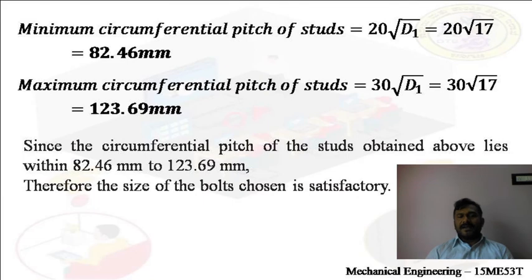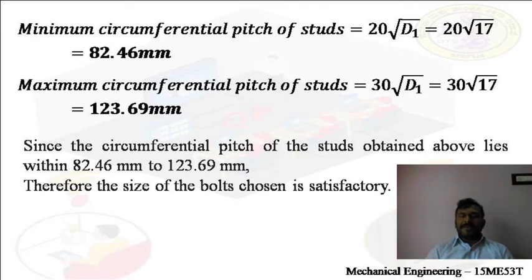Next, we are going to calculate the minimum circumferential pitch, that is 20 square root of D1. 20 square root of 17, you will get 82.46 mm, and the maximum circumferential pitch of studs is equal to 30 square root of D1, that is equal to 30 square root of 17. You will get 123.69 mm.